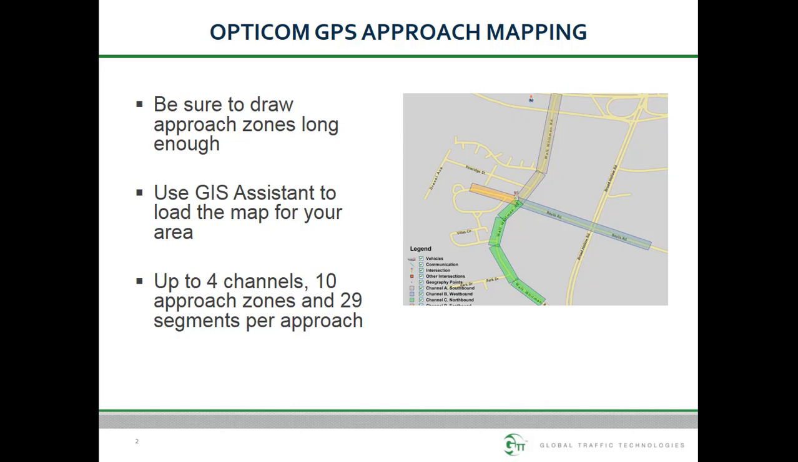Opticom GPS supports up to 4 possible channels, typically 1 for each direction. There are 10 possible approach zones, each of which will need to be assigned to one of the 4 channels. Each of the approaches may have up to 29 segments to account for curves, turns, etc.